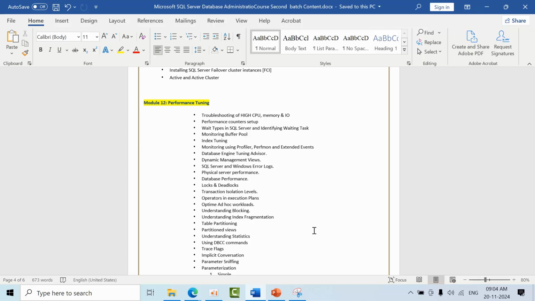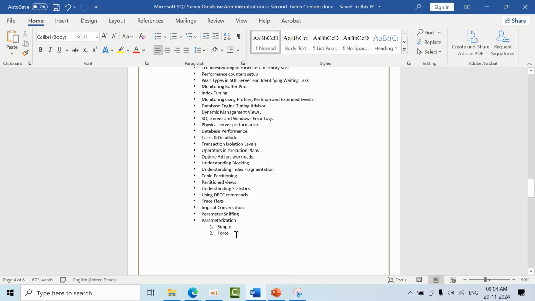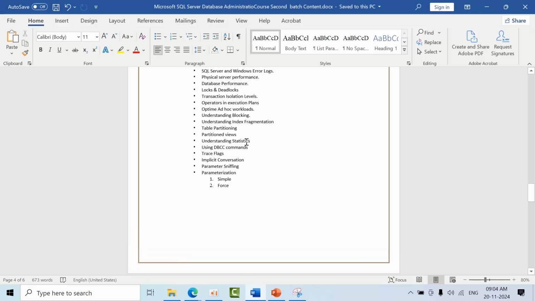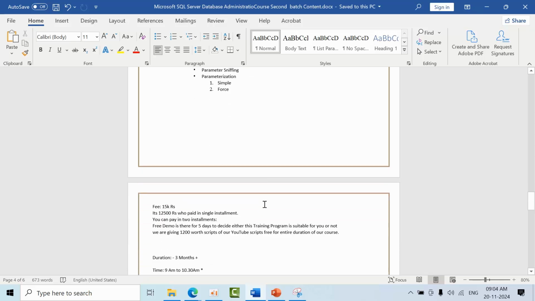How we need to monitor, how to tune the indexes, what are clustered and non-clustered indexes, locking operators, optimizing workloads, table partitioning, implicit conversions, and parameter sniffing. Everything we are going to see practically, along with index fragmentation and statistics updates.